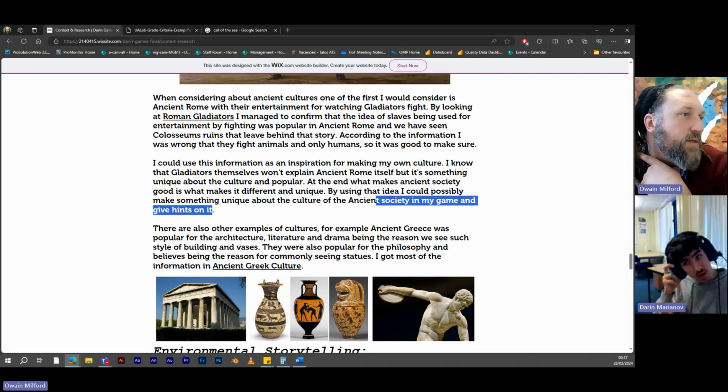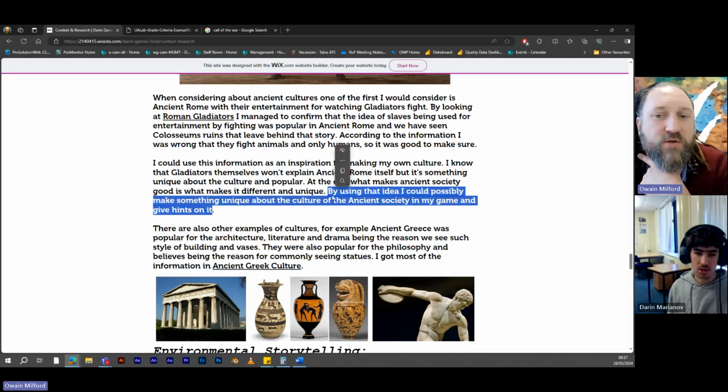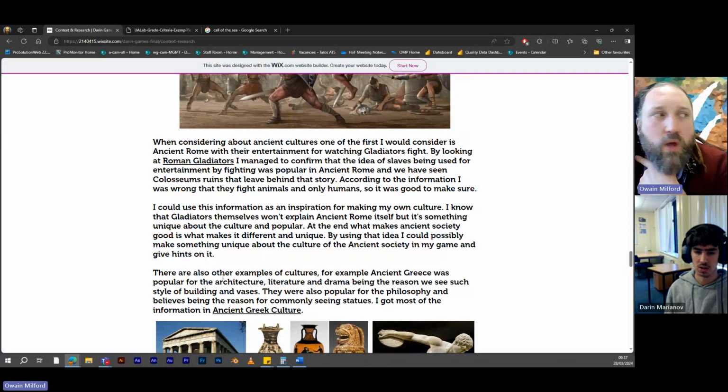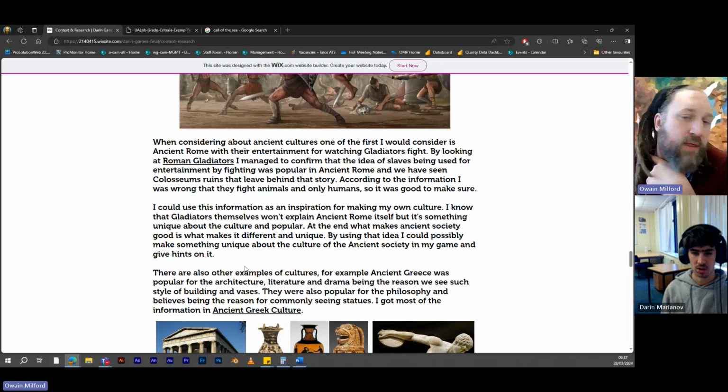Let's talk about culture. I think maybe it's just either expanding on this, or if this is expanded on later on. So by using that idea, I could possibly make something unique about the culture of an ancient society in my game and give hints on it. So is that then followed up in your later research? And if so, document that process.